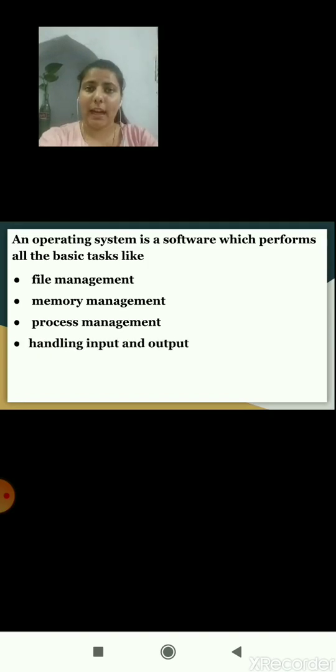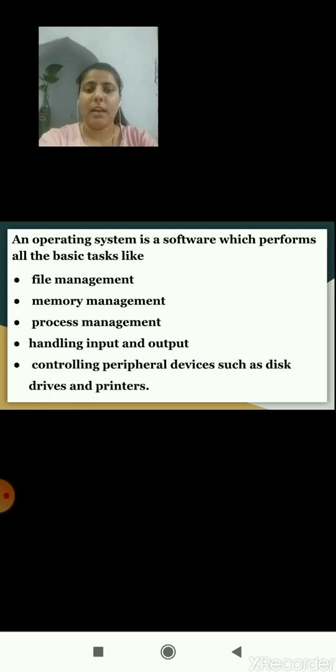Handling input and output. Handling input output means taking care of the data which the user gives, providing that data to the processing unit, and then providing the processed data to the output unit. Controlling peripheral devices such as disk drives and printer. Controlling the peripheral devices which we are using and managing their work.